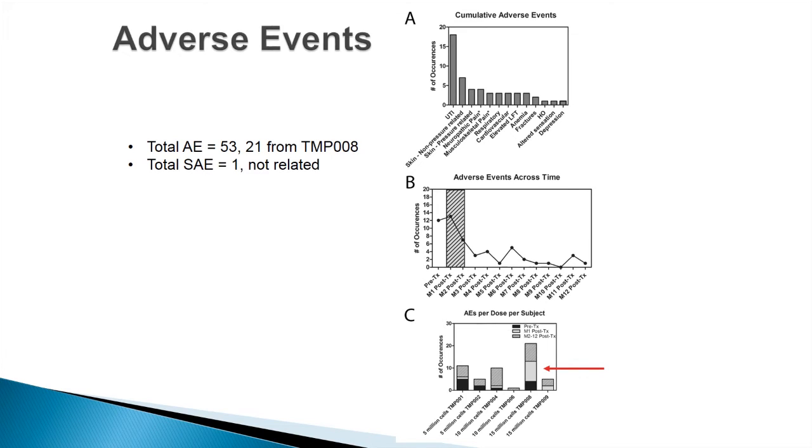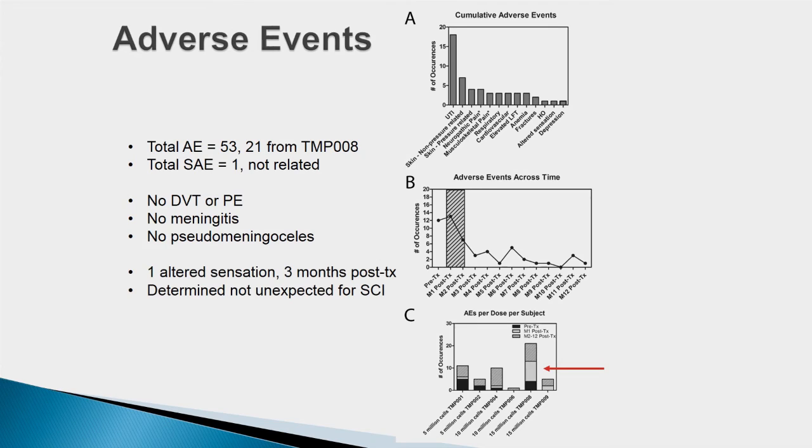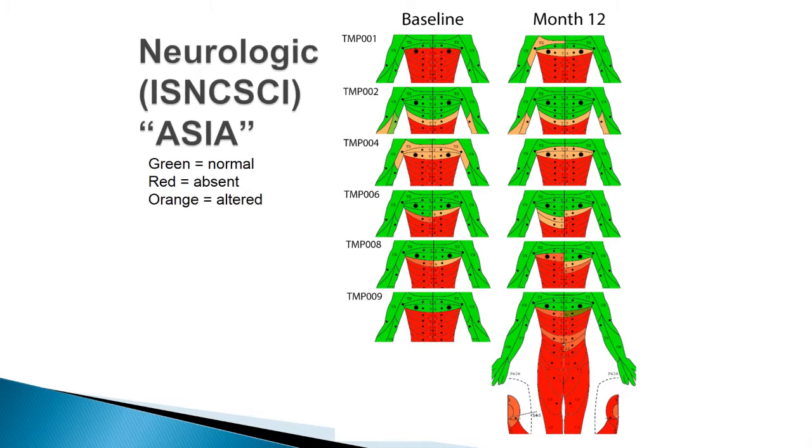Very importantly, there were no deep vein thromboses or no pulmonary emboli. There were no meningitis infections, and there are no pseudomeningoceles that developed. These are very important adverse events that did not occur. And there was one altered sensation in one subject that occurred 3 months post-injury, post-transplant. And it was determined by the Data Safety Monitoring Board that that was not unexpected for spinal cord injury. And I'll show you a little bit more about that adverse event on the next slide.